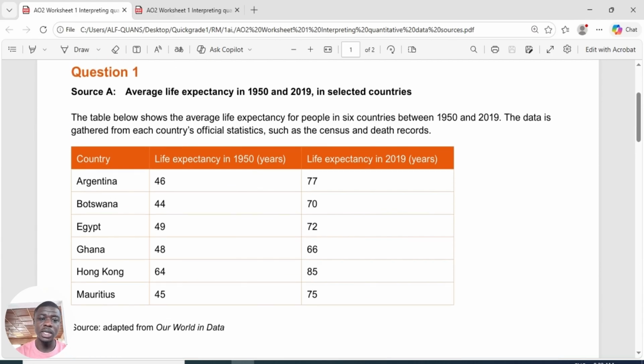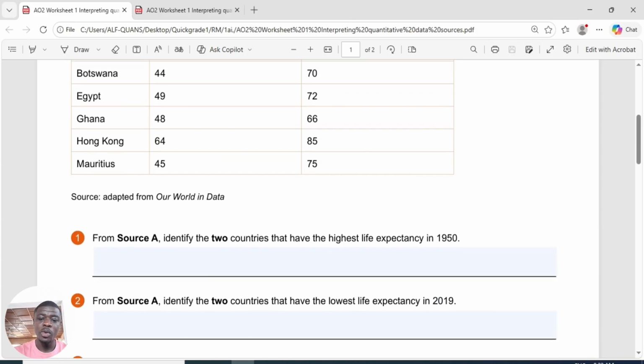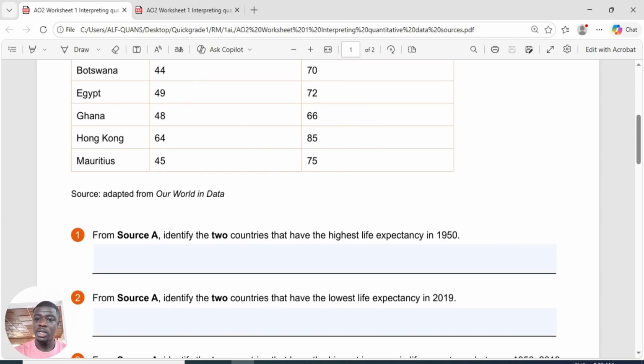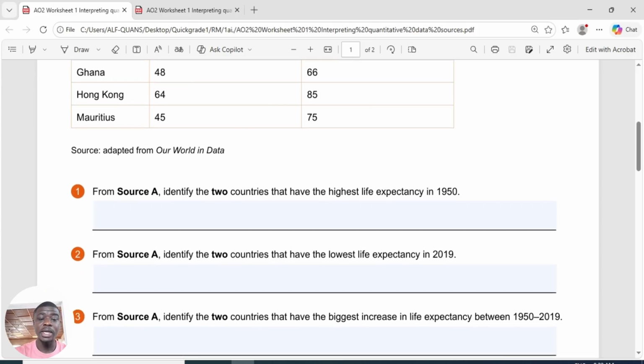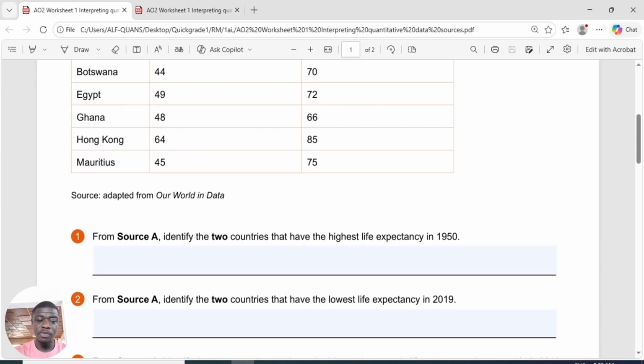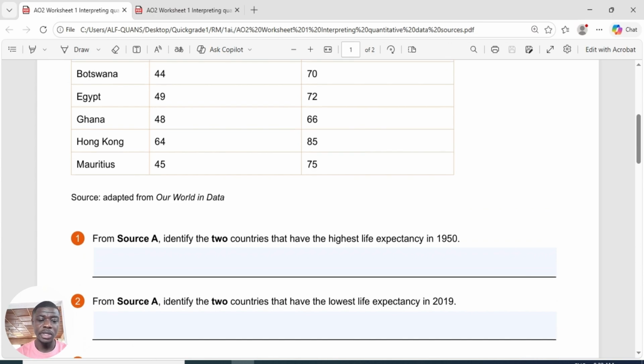If you look at the title of the source, you have average life expectancy in 1950 and 2019 in selected countries. So without wasting much time, let's look at our questions and how we can interpret quantitative data sources. Our focus is going to be on the command word identify. In my next video, which is part 3 of research method, my focus will be on the command word explain, how to identify something from the source and explain further for you to earn the full marks.